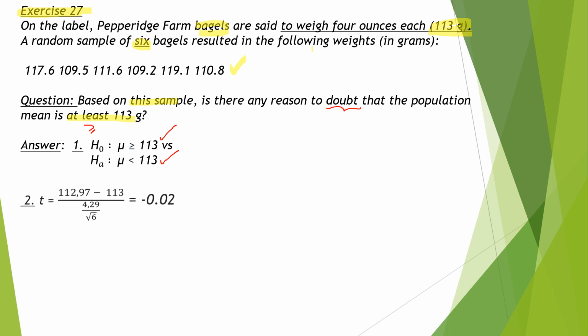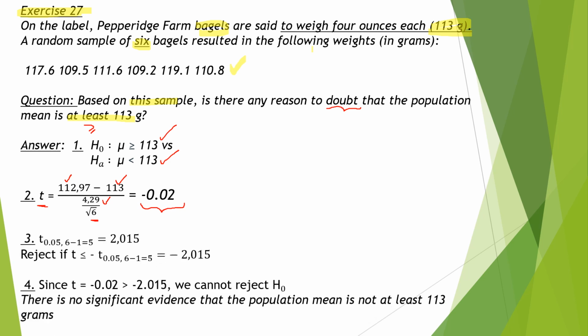Now the second step, you get your t statistic. So again, it's going to be x bar, from your sample, minus 113, s using the formula I just gave in one of the slides, and divided by square root of n, which is 6. And the answer you get is negative 0.02. So it's possible to get a negative test statistic too.